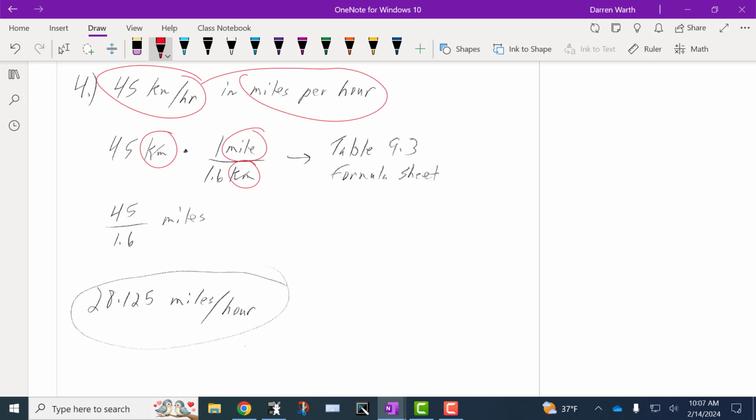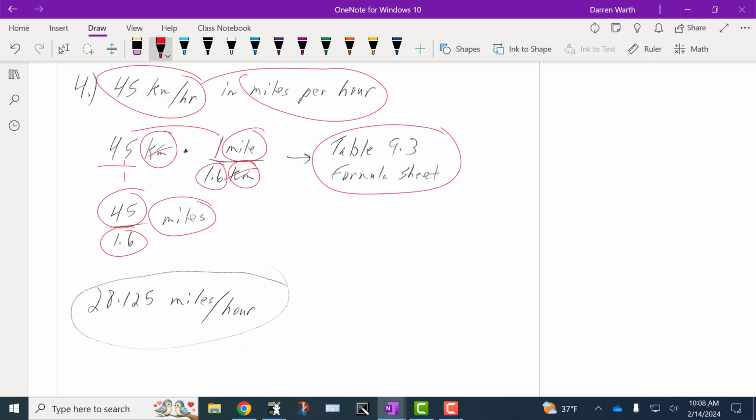Now again, just off that formula sheet we just took a look at, it says that 1 mile is equal to 1.6 kilometers. So we put the 1 by the mile, we put the 1.6 by the kilometers. So this tells me I'm going to multiply the numerators together, so I get 45, and my denominator, this is over 1, so that's going to be 1.6. And notice the kilometers cancel out and I'm left with miles.